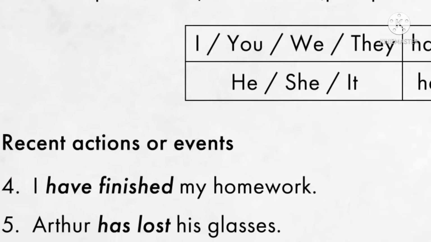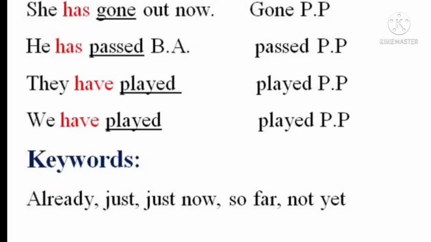Now Arthur doesn't have glasses. Okay, so that is a simple present perfect tense. Let's see some more examples. She has gone out now. He has passed BA. They have played. We have played. The keywords of present perfect tense are already, just now, so far, not yet.